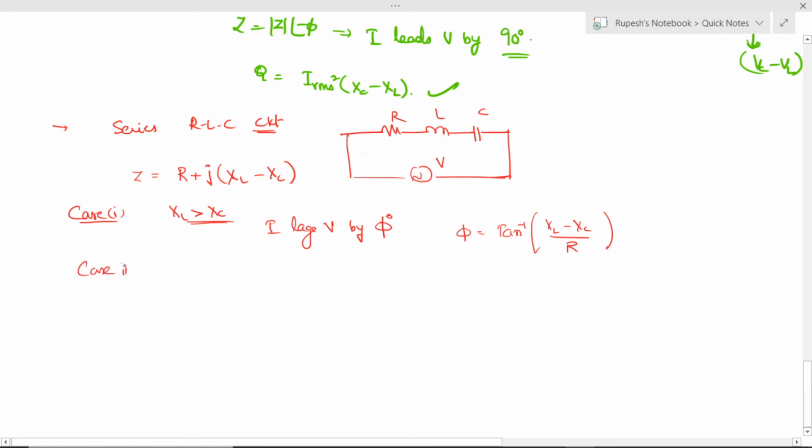In case 2, if XL is less than XC, then I leads voltage by phi degrees. Here the real power is VRMS into IRMS into cos phi. The reactive power is VRMS into IRMS into sin phi.